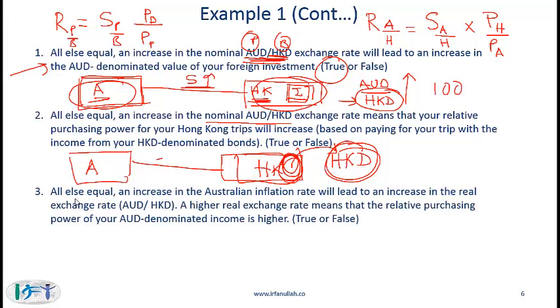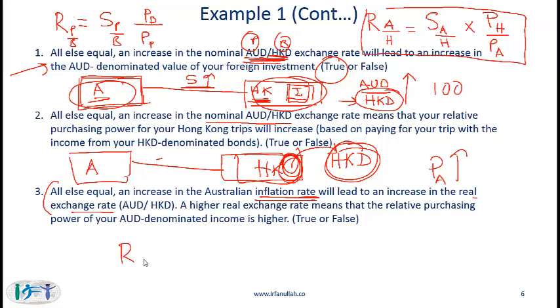Next question. All else equal, an increase in the Australian inflation rate, and remember, increase in inflation rate means that the price level is going up, this is the price level in Australia, will lead to an increase in the real exchange rate. And then a higher real exchange rate means that the relative purchasing power of your Australian denominated income is higher. So two statements are being made. Let's evaluate these two statements. Here we actually need this particular relationship, and to help you remember, I'm going to rewrite that relationship.